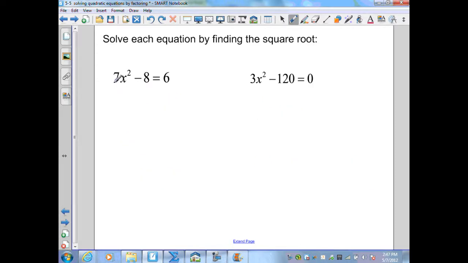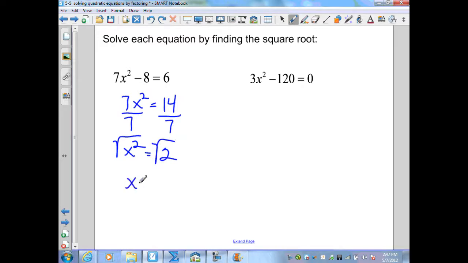Our next example, I have 7x squared minus 8 equals 6. I'm going to isolate my x squared by adding 8 on both sides. That gives me 7x squared equals 14. Divide by 7. That gives me x squared equal to 2. Take the square root of both sides. That gives me x equal to plus or minus the square root of 2. This is already in simplest form.